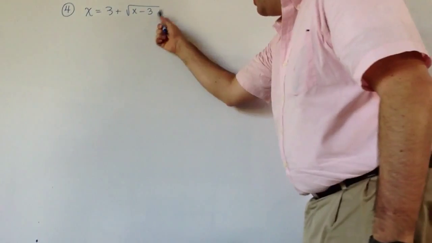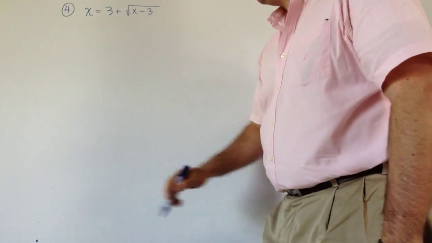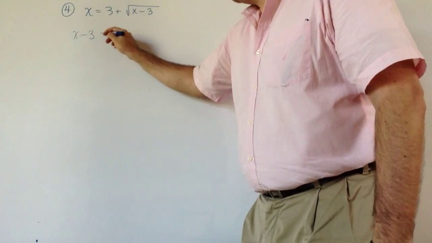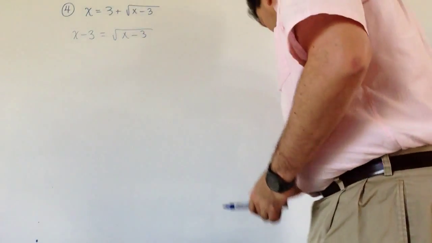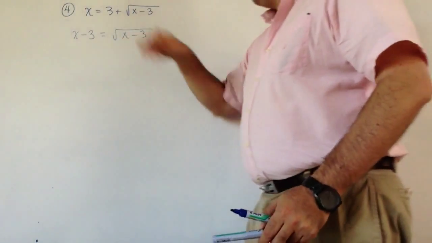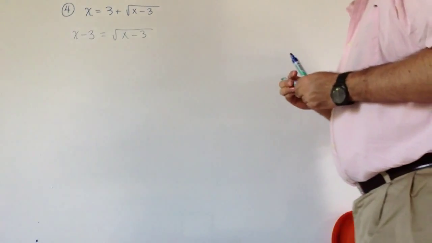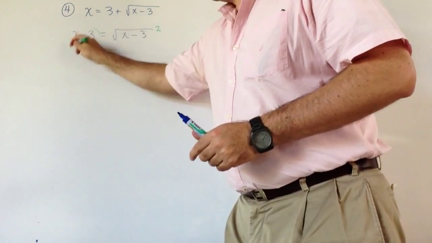So that means leave the square root by itself, get rid of the 3, subtract 3 on both sides. That we will get x minus 3 equals the square root of x minus 3. Interesting. So now, we get rid of the radical by raising it to the appropriate power. In this case, we're going to square it. We square this side, and we square the entire side.